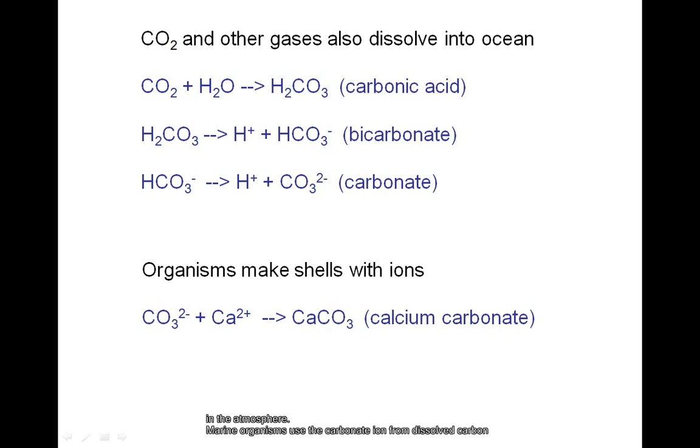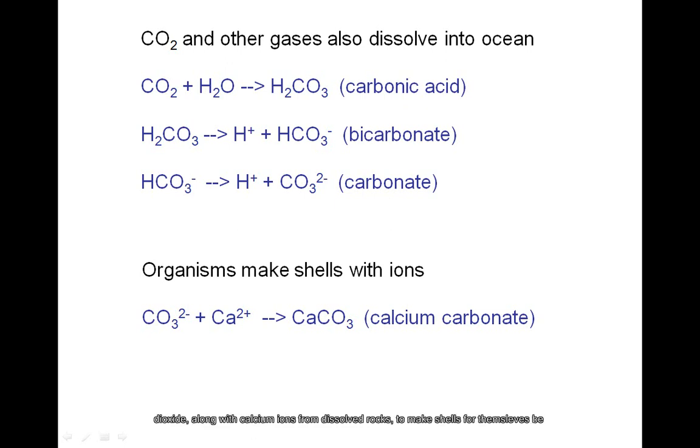Now, marine organisms use the carbonate ion from dissolved carbon dioxide, along with calcium ions from dissolved rocks, to make shells for themselves by recombining the ions into solid material called calcium carbonate. And this solid form is where the majority of carbon dioxide on Earth is found today. There's even more than is dissolved into water, and way more than is found in the atmosphere.